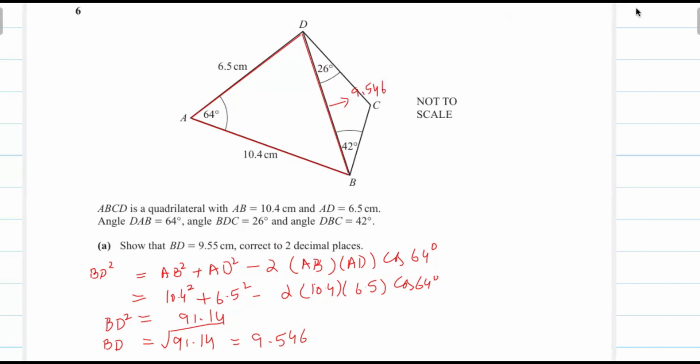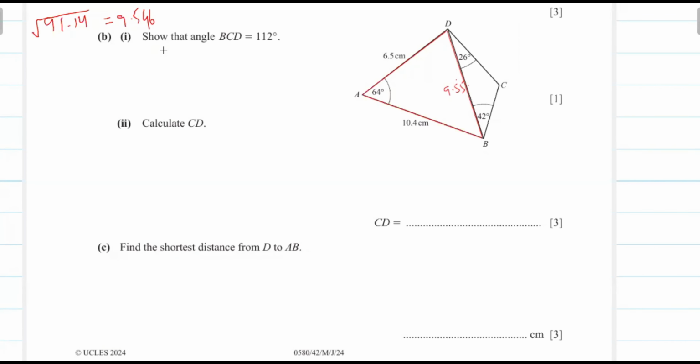This is the answer. In two decimal places, the answer will be 9.55, and this is the answer. Next part B, first part, show that BCD equal to 112. We have to calculate this angle BCD, and this is the triangle BCD.